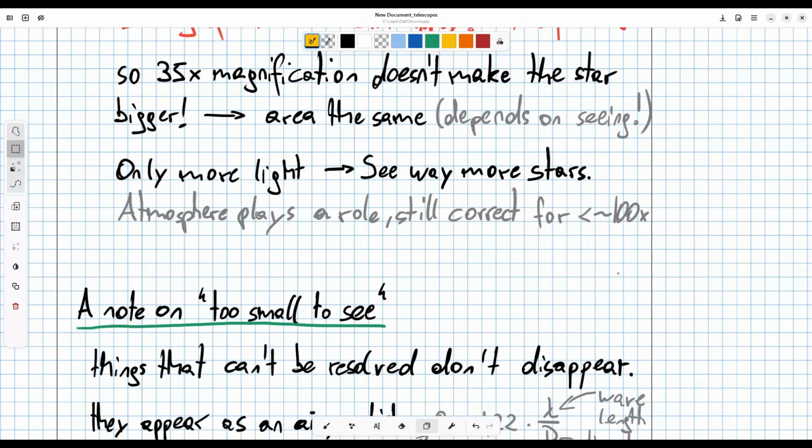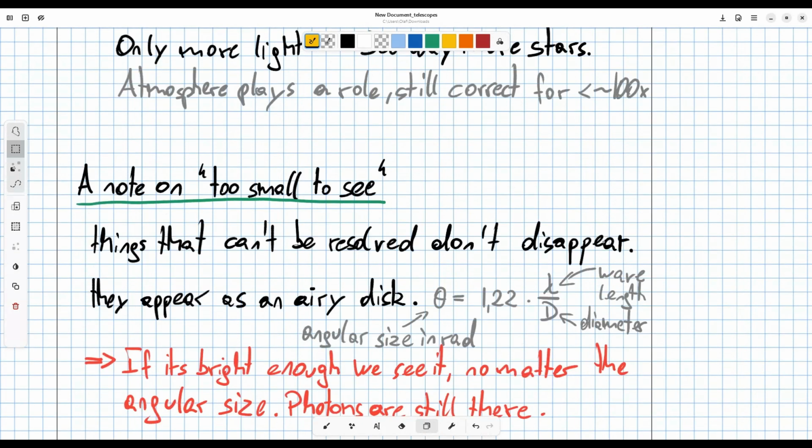So you only get more light. Of course, the atmosphere plays a role, and up to about 100 times magnification, this is roughly true. And now a quick note on too small to see.